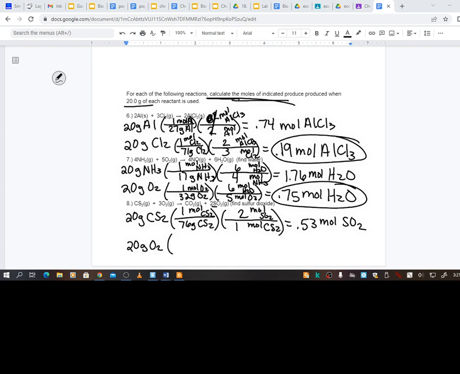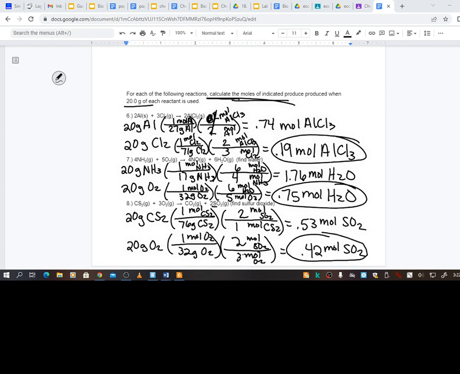All right, now this one, oxygen, remember it is O2, so it is 32 grams and 1 mole. Now using this equation, we've got 3 moles of O2 for every 2 moles of SO2. So 20 divided by 32 times 2 divided by 3 is 0.42 moles of SO2. All right, so this is how much I would make, and then my reaction would quit, and it would be done. All right, so you have some math.